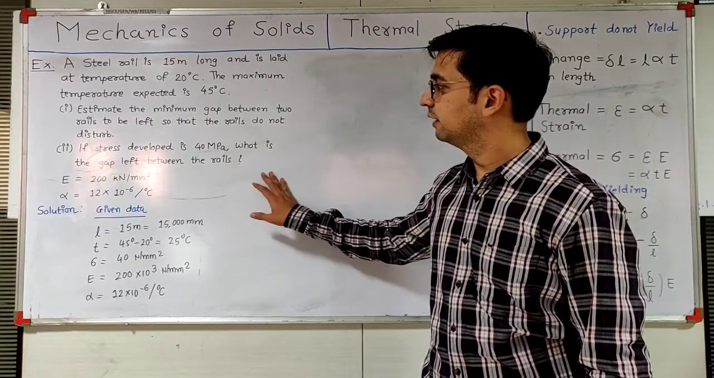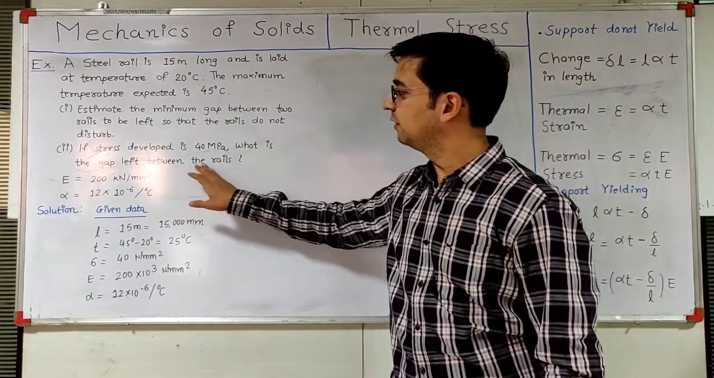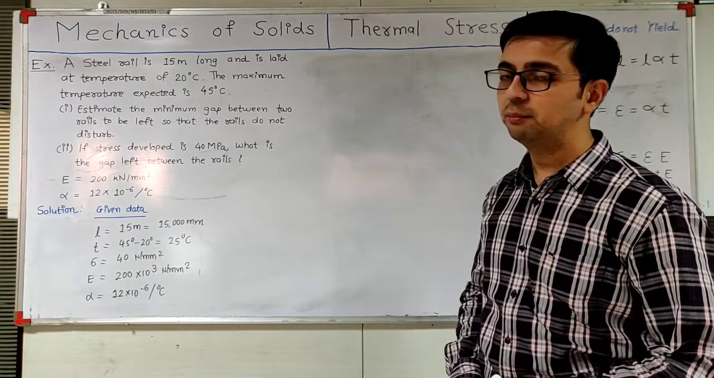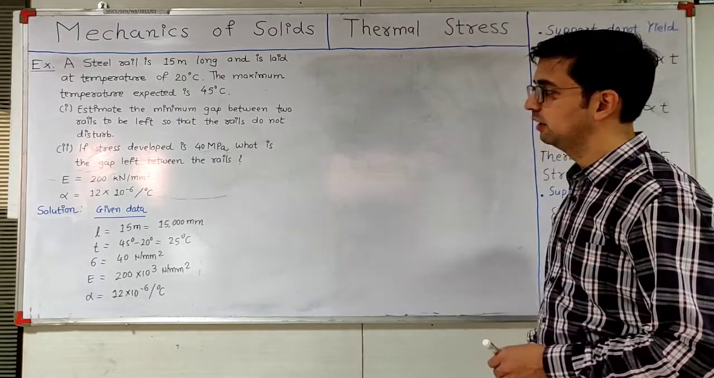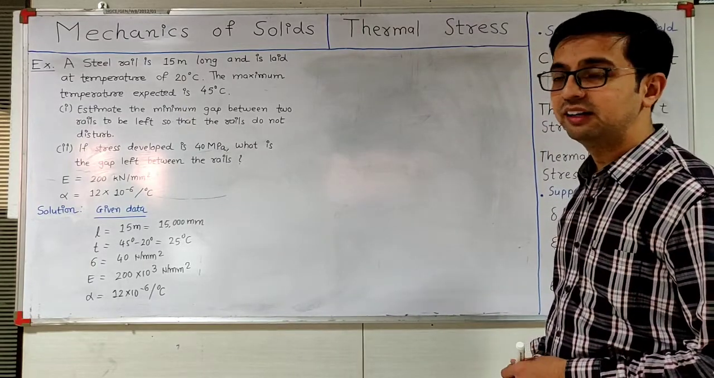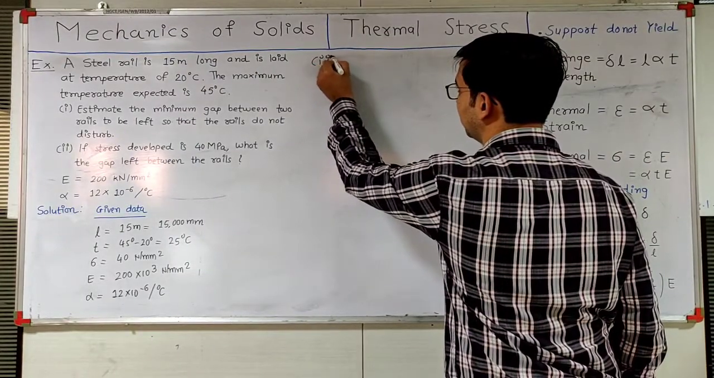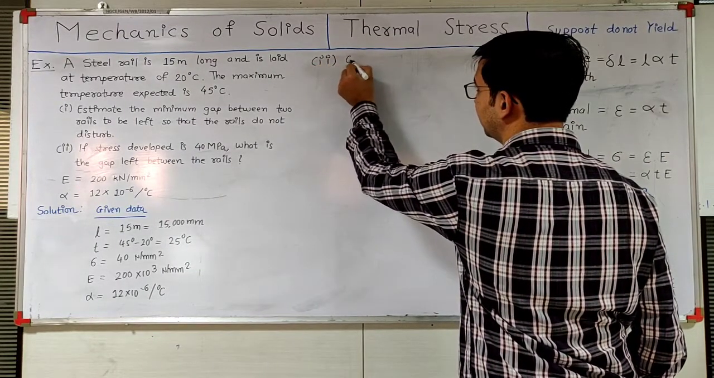The second parameter required is the gap left between two rails when the stress developed is 40 megapascal. This gap left is denoted by delta. So let's solve this second parameter.